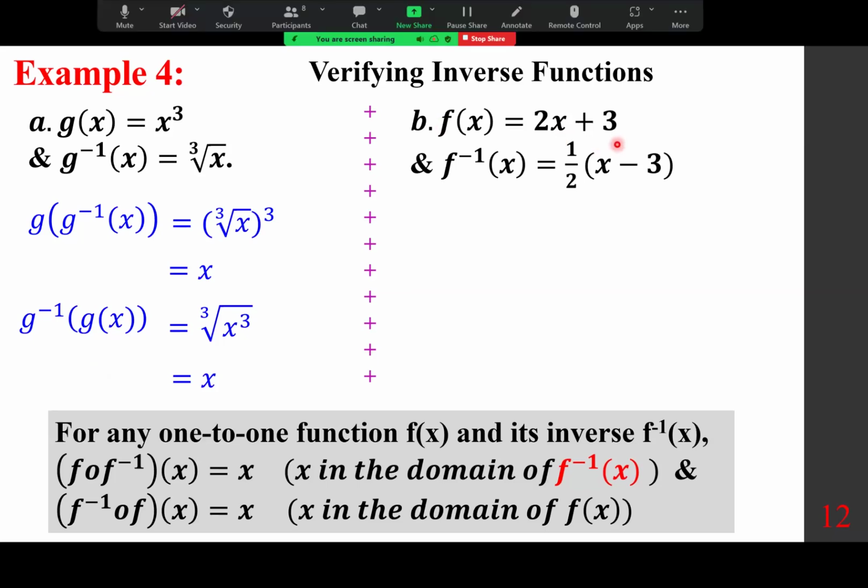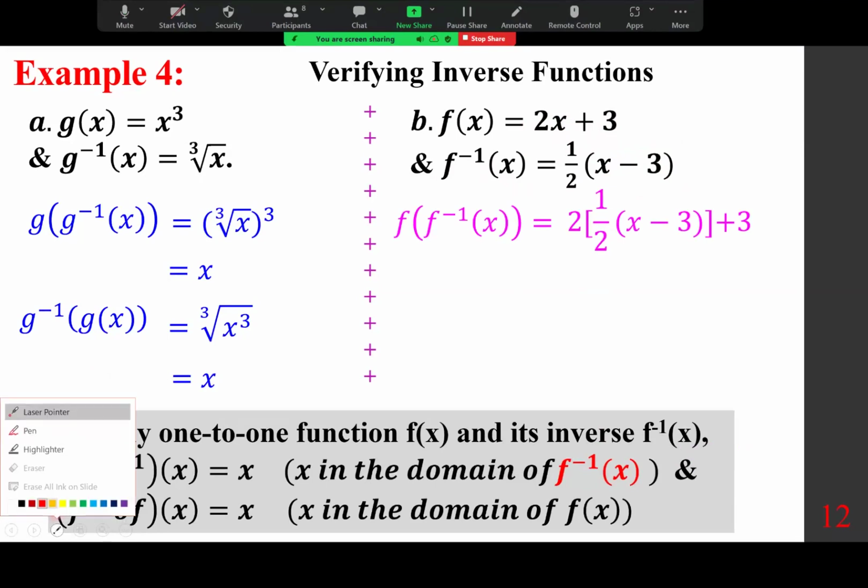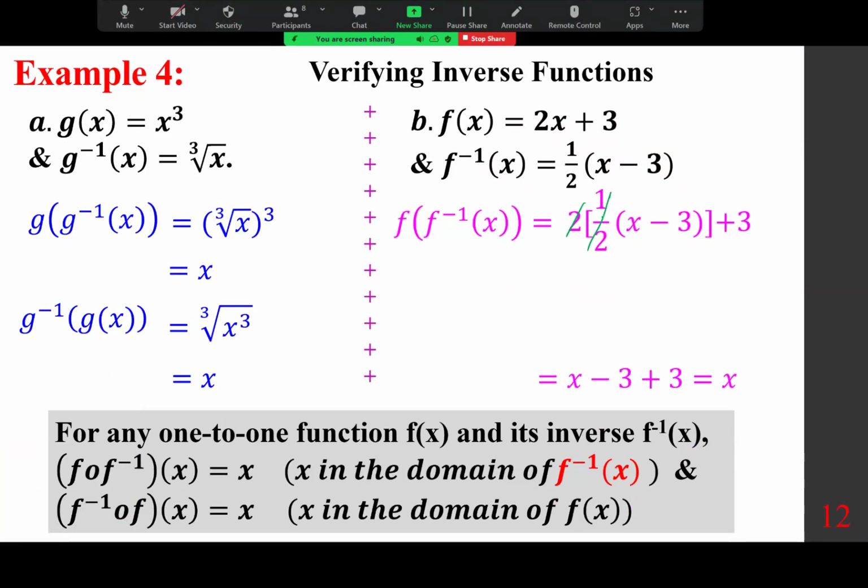Now let's look at f of x equals 2x plus 3. F inverse of x is half of x minus 3. Let's prove that they are inverse. So let's look at f o f inverse, or f of f inverse of x, which means if you look at this function, you're going to replace this x with f inverse, half of x minus 3. And clearly, 2 and 1/2 cancel each other. We get x minus 3 plus 3, which is x.